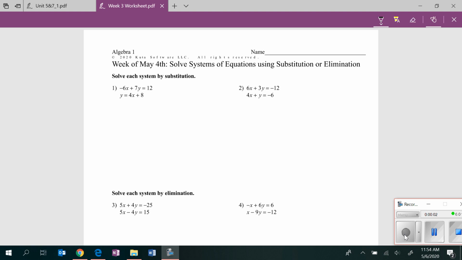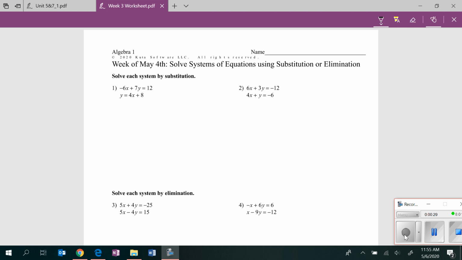Hi guys, so what I have in front of me is our assignment, our worksheet for this week about solving systems of equations using substitution or elimination. Those two methods are very straightforward, just as they sound. You're going to substitute an equation into the other equation in order to solve. Elimination, you're going to eliminate a variable in order to solve.